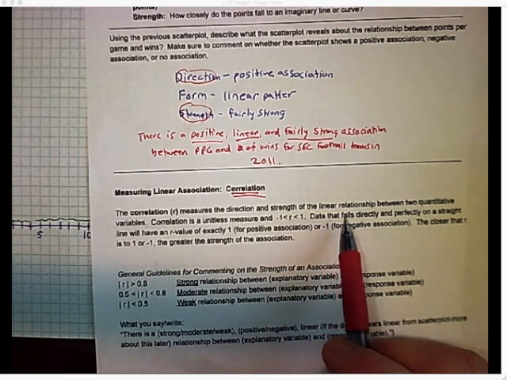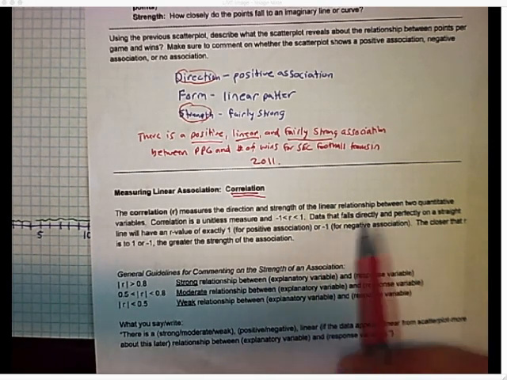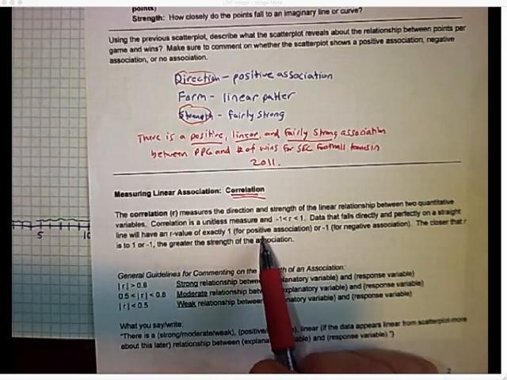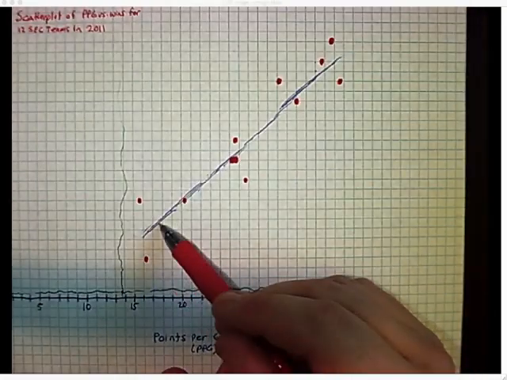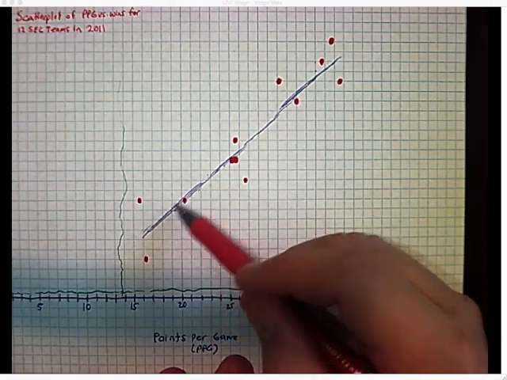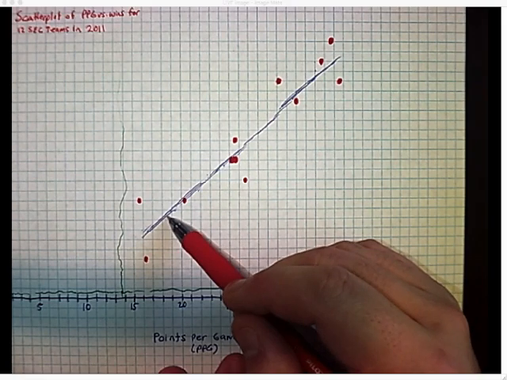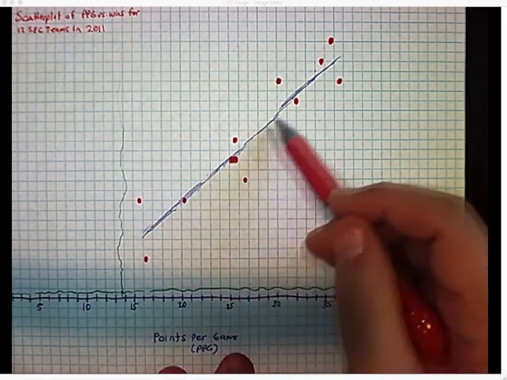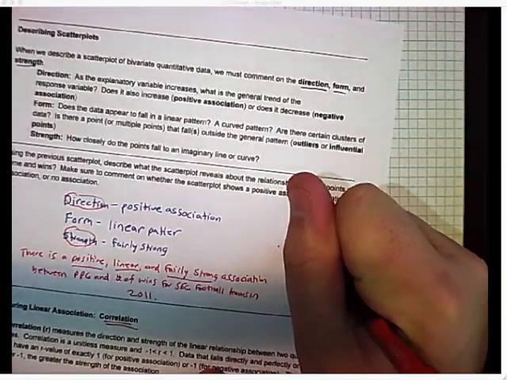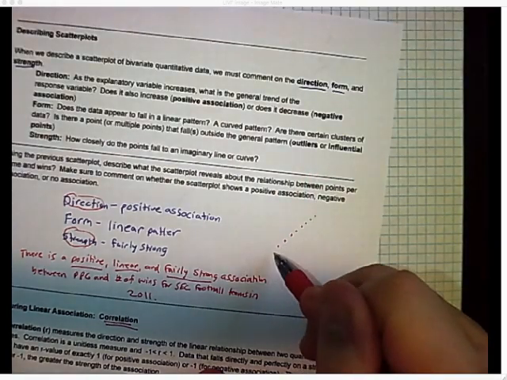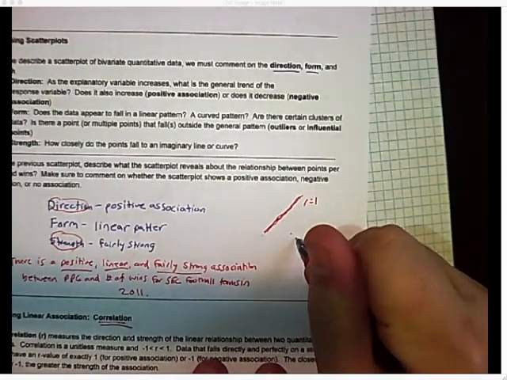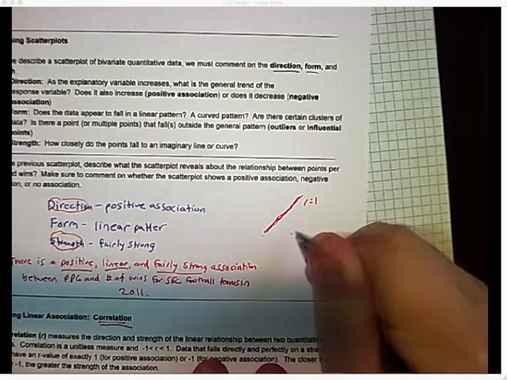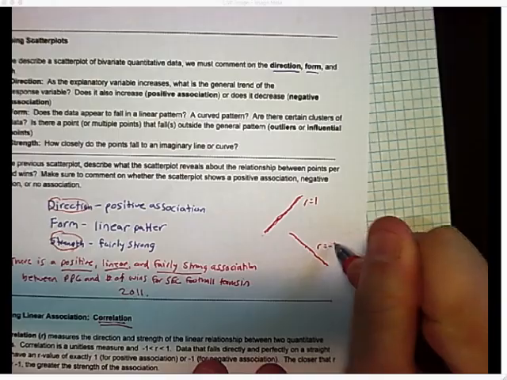Data that falls directly and perfectly on a straight line will have an R value of exactly 1 for positive associations or negative 1 for negative associations. Just imagine if all of these red points were directly on the blue line, then the correlation value would be exactly 1 because those dots would fall perfectly in a straight line. If you had data that fell perfectly in a straight line, but it appears that it's going down, that would have an R value of negative 1.